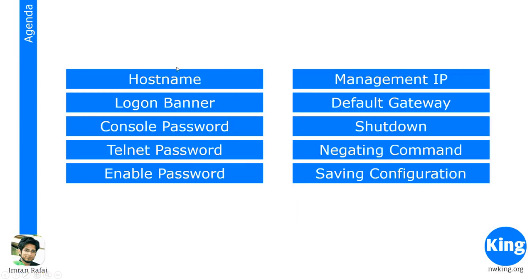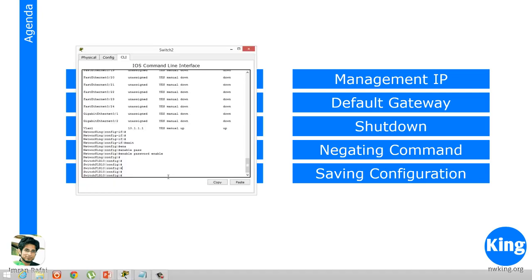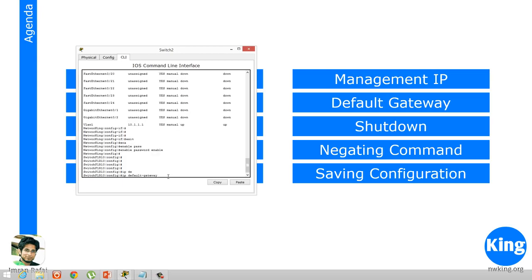So we did the host name, we did logon banner, we did console password, we did telnet password, we did enable password, we did management IP, we did shutdown, we did negating command. Now next is the default gateway, right? So how do we get the default gateway? We go to global config mode again, we say IP default gateway, and we say the default gateway is 10.1.1.10, right? And I can hit enter.